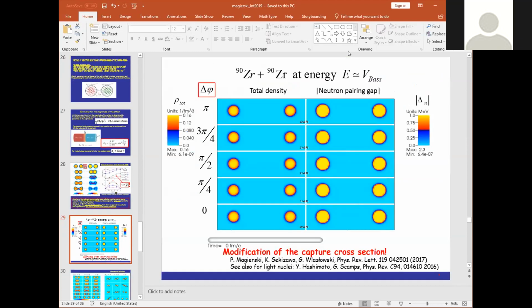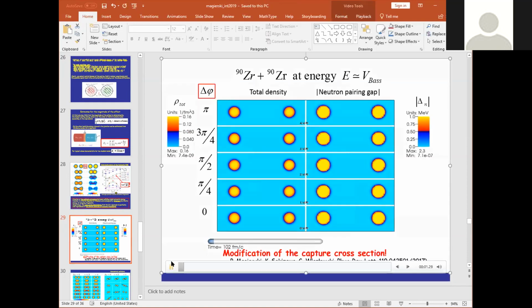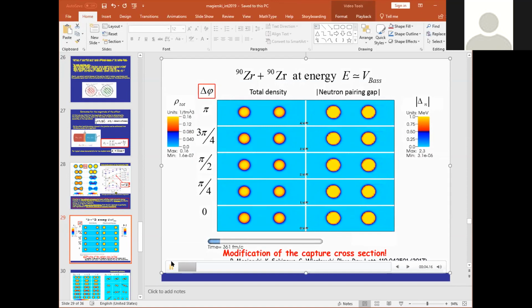That's another thing. Okay, so in the case of medium nuclei, these two nuclei can stay together. You will have something like a fusion, but it's not actually fusion, it's just capture of the two nuclei. This is what I will show you. When you have two medium nuclei, and you collide them with the same energy, depending on the phase difference, you will see that in some cases they will stay together.